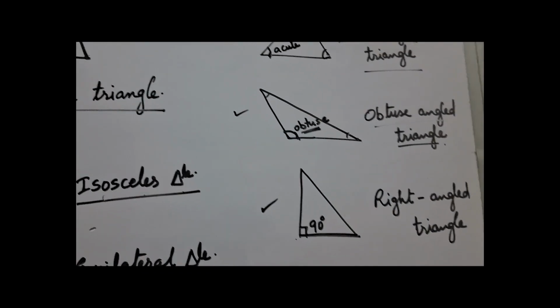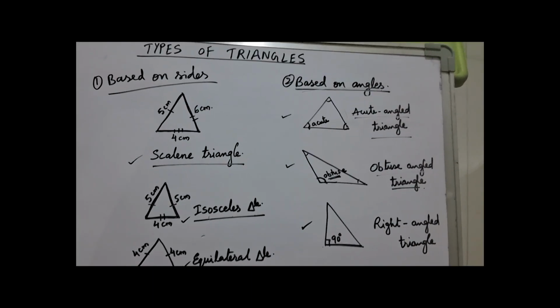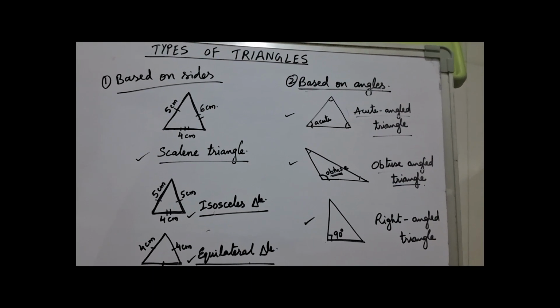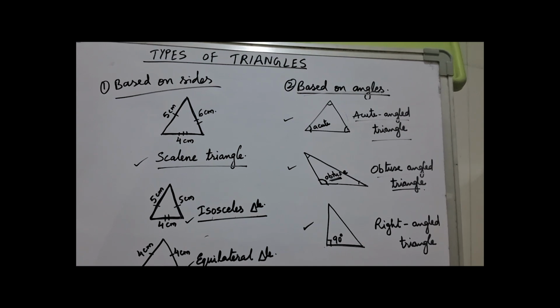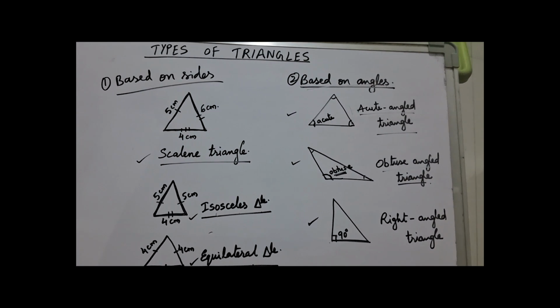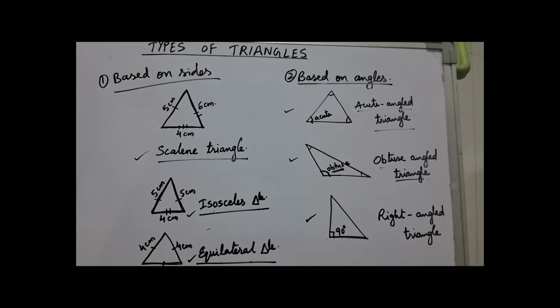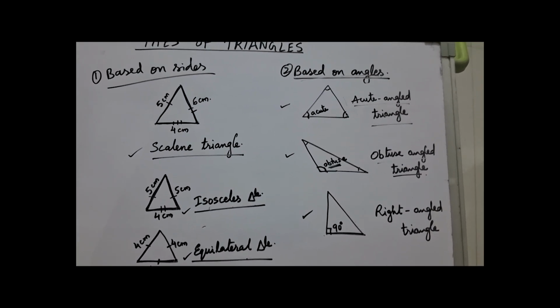So this is the way, children, the triangles are classified into 6 types. 3 are based on sides and 3 are based on angles: scalene triangle, isosceles triangle, equilateral triangle, acute angled triangle, obtuse angled triangle, and right angled triangle.